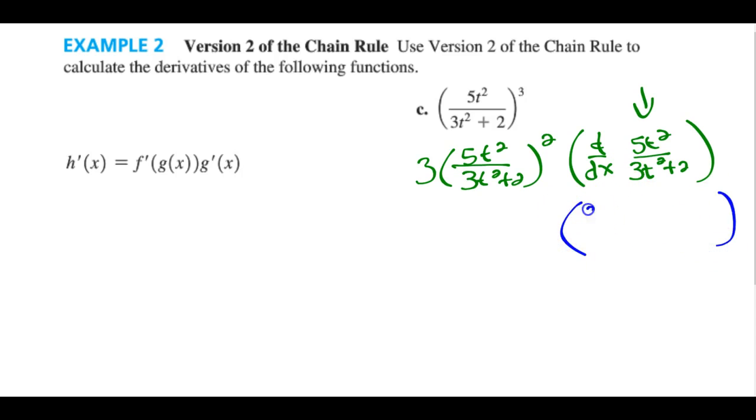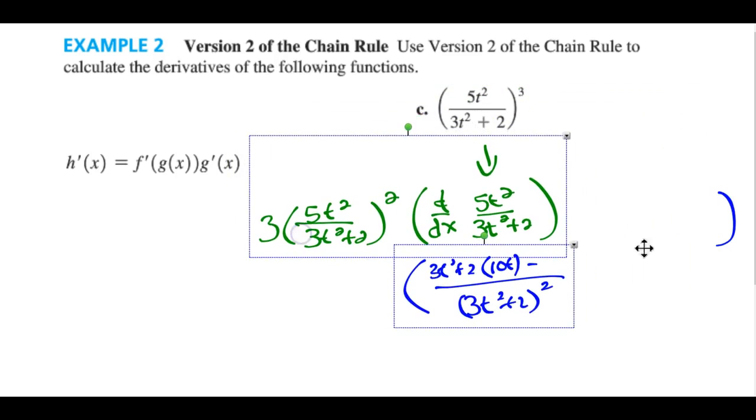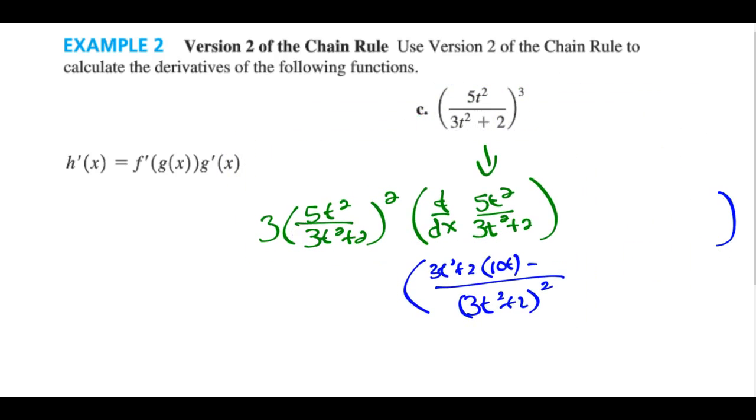So I actually have to do low d high 10t minus high d low all over low squared. You can see where I'm going to go with this problem, but for the sake of the video, I'll let you finish this up. Maybe I better, because I see something that's going to happen that we should probably discuss.